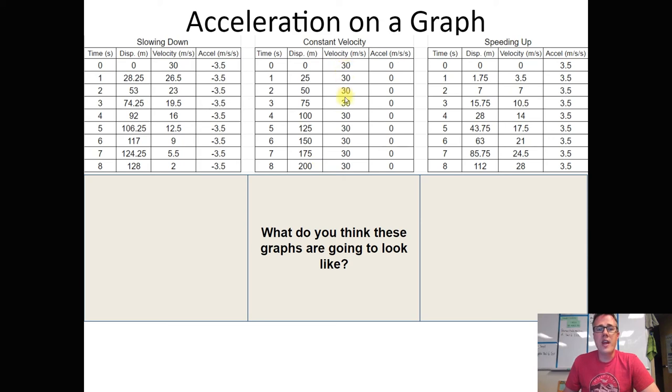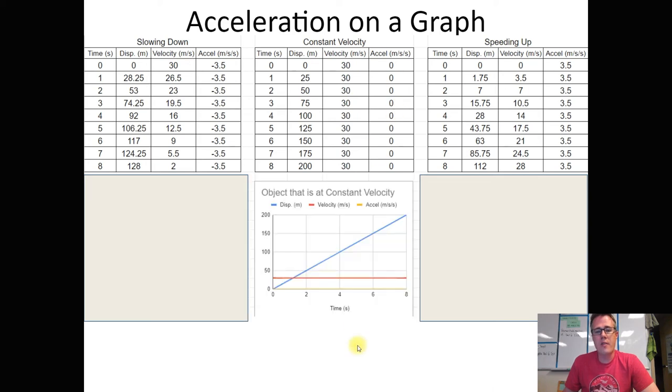The velocity stays at 30 the whole time, so we should expect a flat line because it's staying at one number. Same with acceleration. And this is what that graph looks like. Notice the yellow one at the bottom is our acceleration, just staying at zero the whole time.